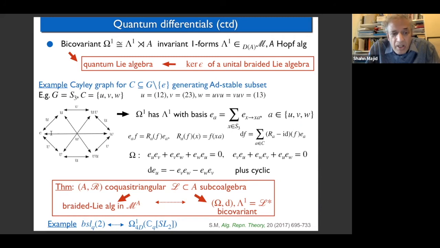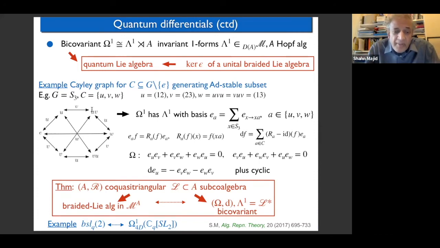Now, this is then the Cayley graph. So for example, in a Cayley graph, you step along the generators. So from U you multiply by V. So all of these arrows are right translations by elements of C.